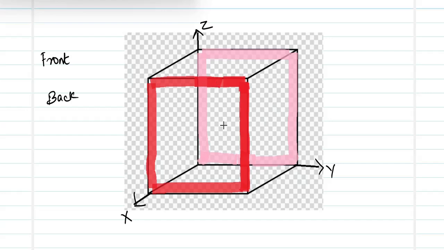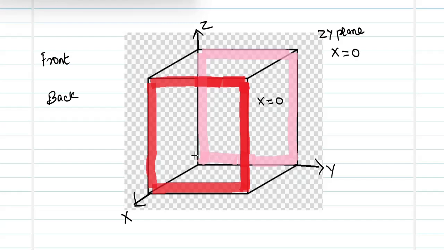The back one here, which is attached to the wall and has z and y as its base, is referred to by the name ZY plane. The ZY plane is called x equal to 0. So this face, which is pink in color at the back, is called x equal to 0.